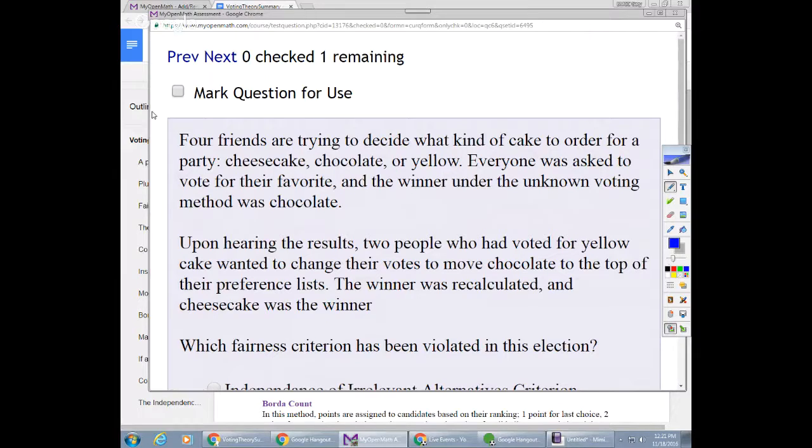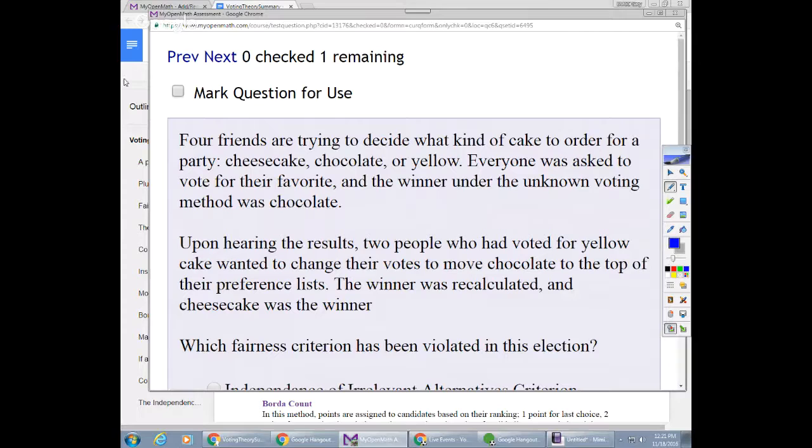Okay, so we don't know what the method was. Interesting. Upon hearing the results, 2 people who had voted for yellow cake wanted to change their votes to move chocolate to the top of their preference lists. The winner was recalculated and cheesecake was the winner. Okay, which fairness criteria has been violated?